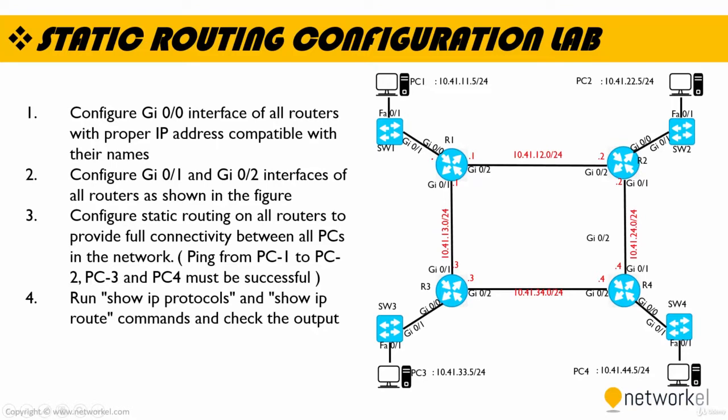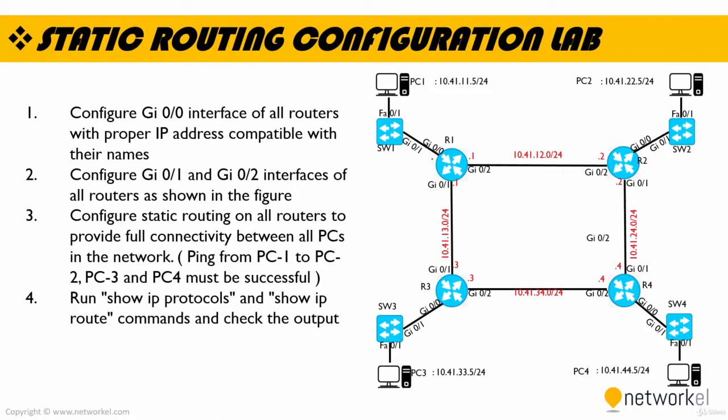In the second step, the lab says to configure the gig0/1 and 0/2 interfaces of all routers as shown in the figure. And in the third step, we are going to configure static routing and provide full connectivity between all networking devices as is shown in the figure. And in the fourth step, we need to run the show ip protocols and show ip route commands, and we need to check the output.